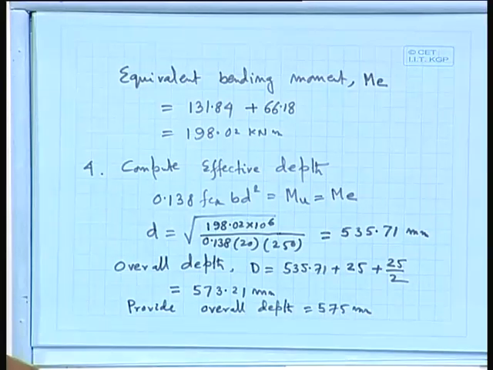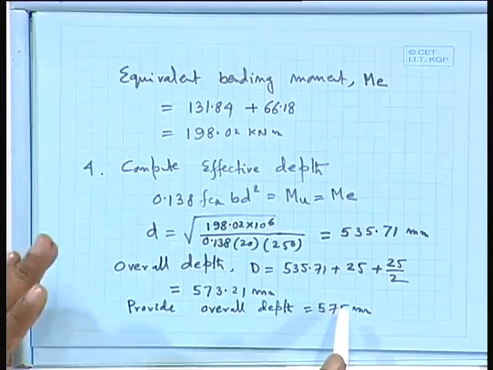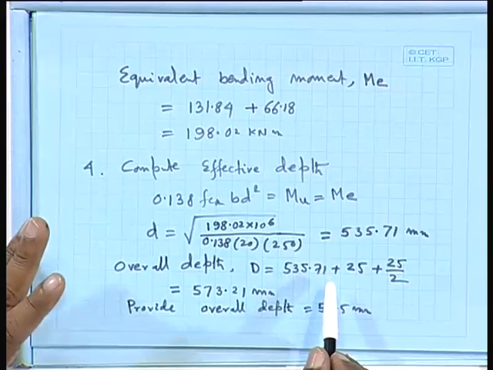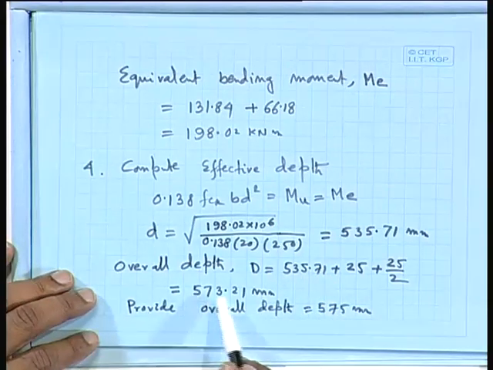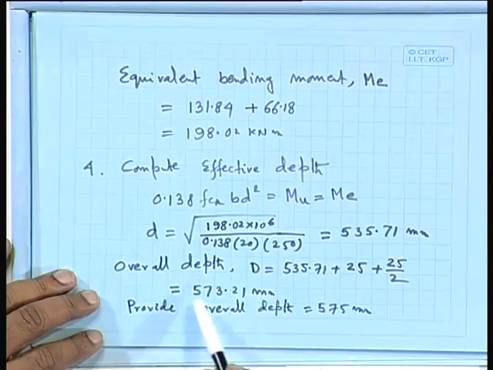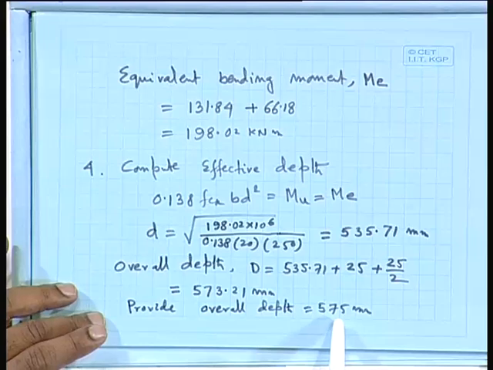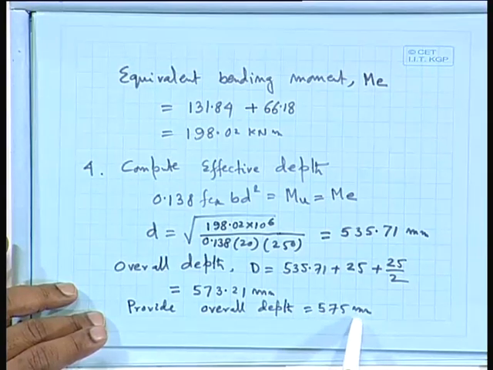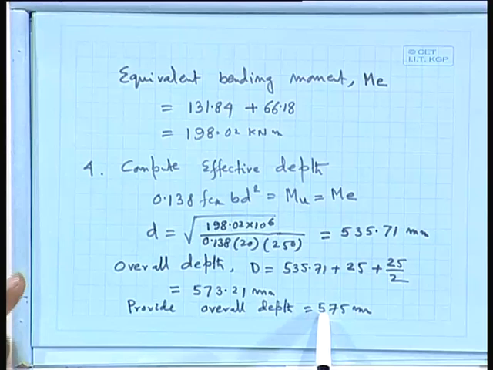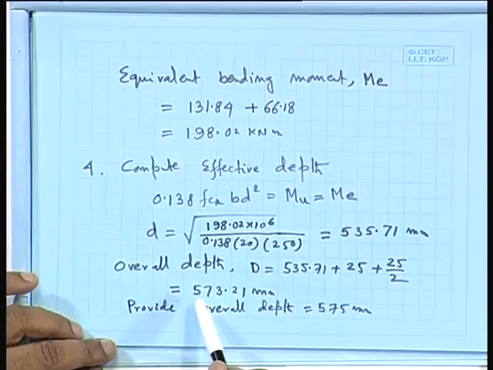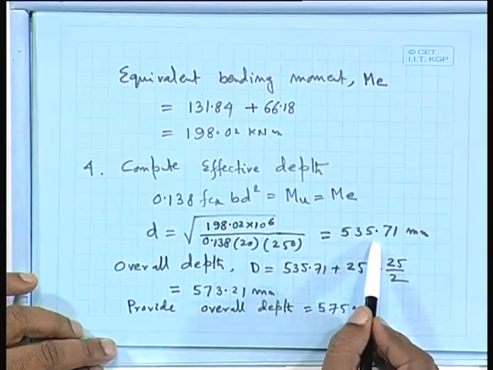Now we have come to a problem. The problem is that we have taken the self weight with 500 millimeter, breadth of the beam 250 millimeter, and 573.21 millimeter is the overall depth to be provided. So we are really in a marginal situation, 575 millimeter. That means we do not know whether, due to the self weight, we shall still be on the safer side, because of that 535.71.